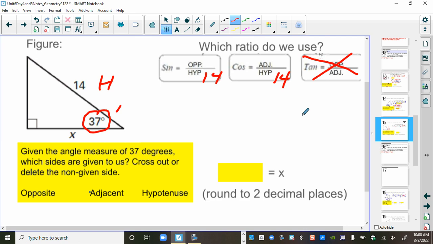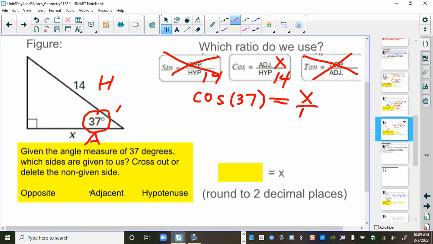Why cosine? Because you have the adjacent and the hypotenuse. Very good. She's right. Cosine is adjacent over hypotenuse. That's what we're going to use. Very good, Valerie. She got it. So we're down to the cosine. So then we have cosine 37 degrees equals x over 14.